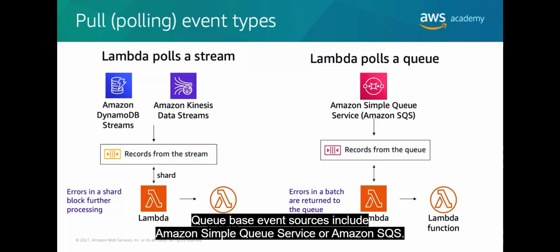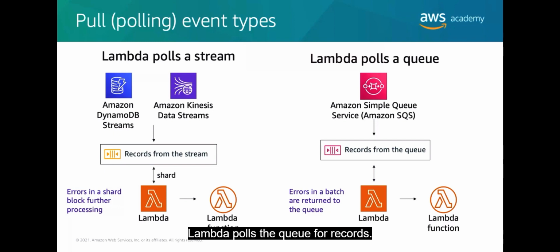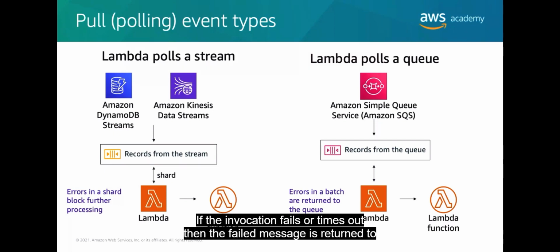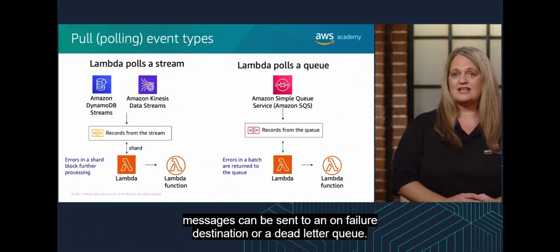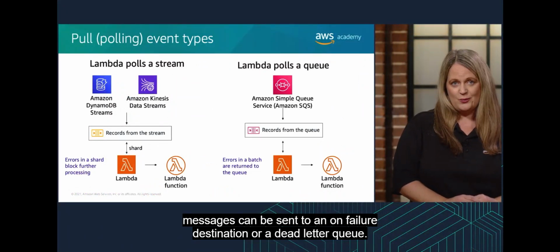Queue-based event sources include Amazon Simple Queue Service or Amazon SQS. Lambda pulls the queue for records. If the invocation fails or times out, then the failed message is returned to the queue. Lambda continues to retry the failed message until it's processed successfully, or the retry limit or message retention period is reached. Failed messages can be sent to an on-failure destination or a dead letter queue.